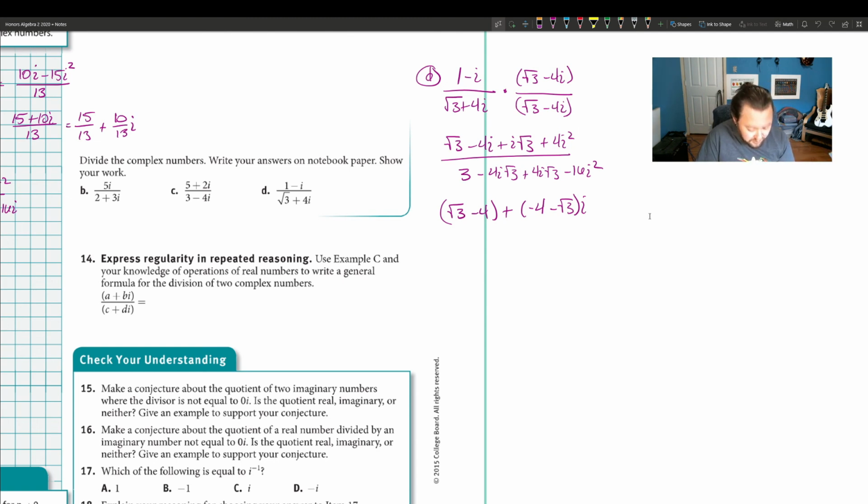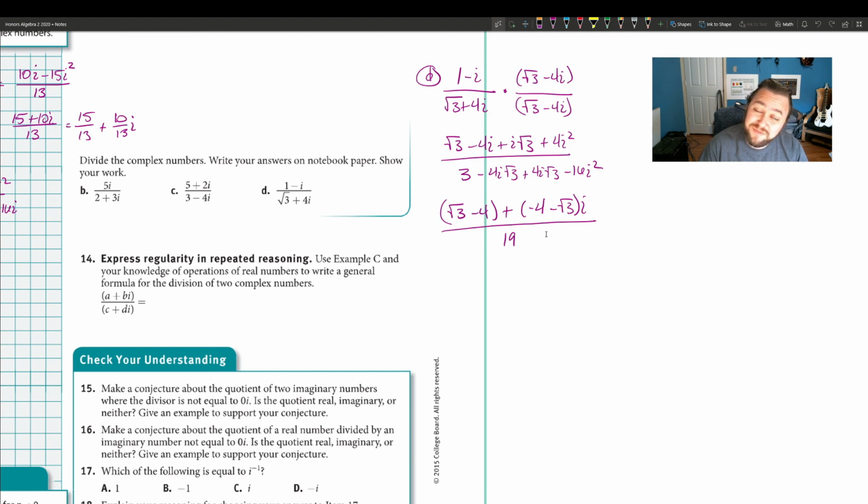If we look at our denominator, we're going to do the same thing with this i squared. It becomes a negative 1. So it becomes a positive 16. And then 16 plus 3, that'll give us 19. And the negative 4i root 3 and the 4i root 3 cancel each other out, and we just get that nice 19. Now, is there a whole lot more I can do here?